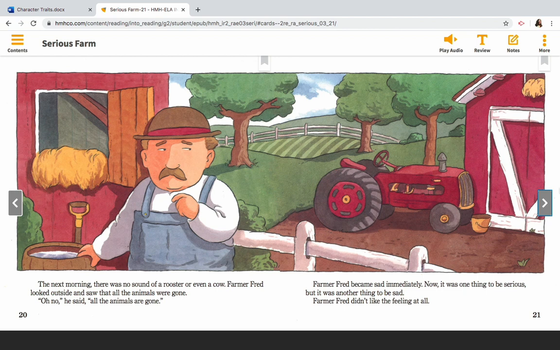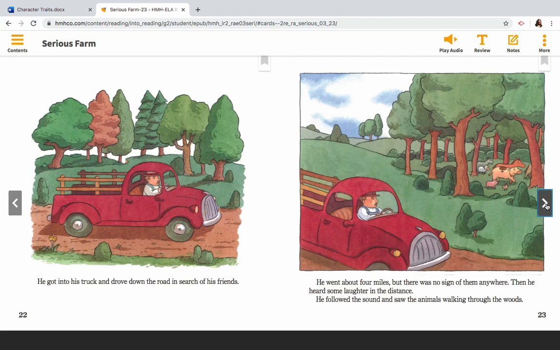Think about a time that you felt sad. Did you like how that felt? Probably not, right? He got into his truck and drove down the road in search of his friends. He went about 4 miles, but there was no sign of them anywhere. Then he heard some laughter in the distance. He followed the sound and saw the animals walking through the woods.